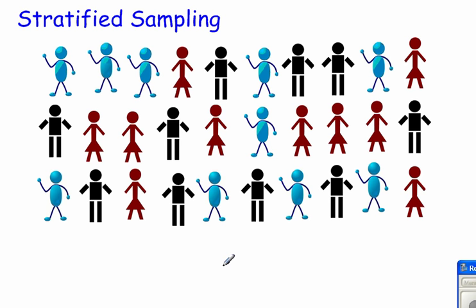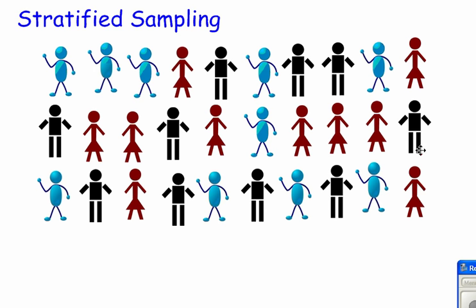Continue to talk about sampling techniques. This time we're going to talk about stratified sampling. And last time we talked about SRS, or simple random sampling. We're going to use that in our stratified sampling. Now this is not called SS, it's just stratified sampling.